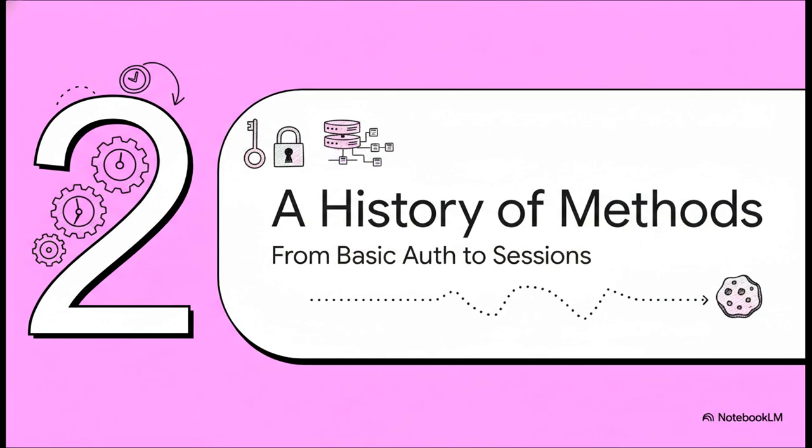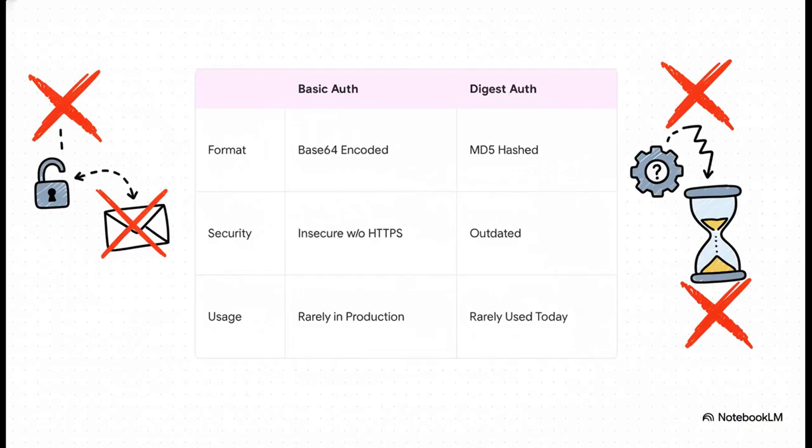Section 2, a history of methods. We're going to take a quick trip back in time to see how we got from the most simple, kind of insecure forms of authentication to the more traditional web approach we've used for years. So here we have the OGs. Basic Auth is the simplest thing you can imagine, but it sends your username and password in a format that's ridiculously easy to reverse. Yeah, not great. Digest Auth was a small step up, using a hash, but honestly, both of these are pretty much ancient history and you'd be hard-pressed to find them in a modern production app.